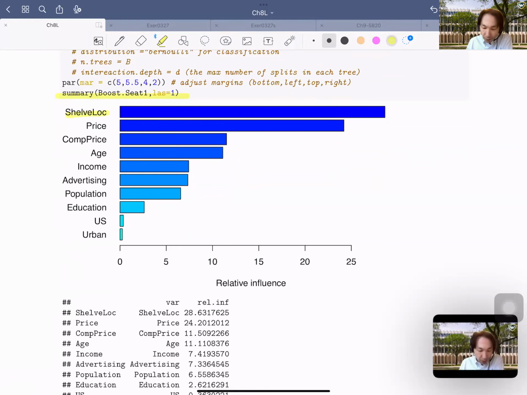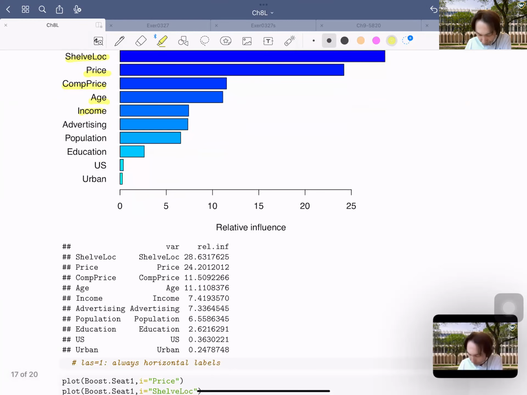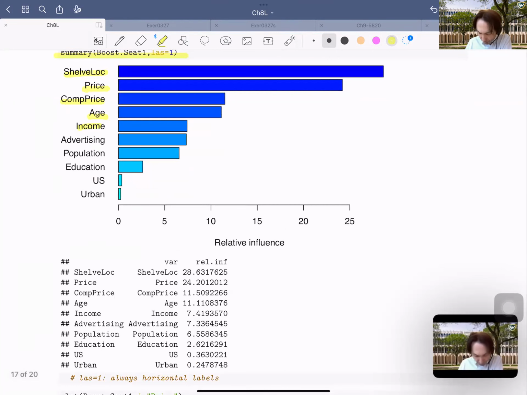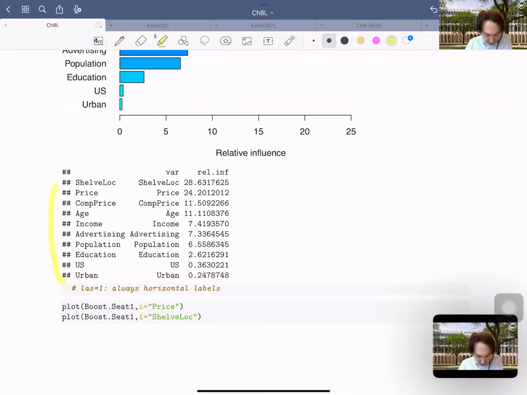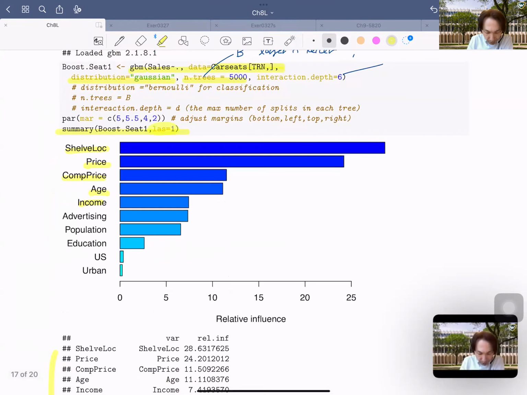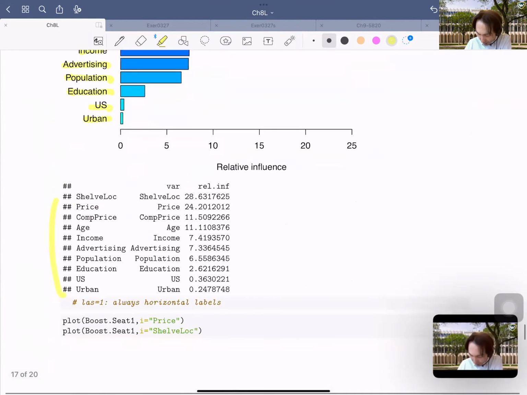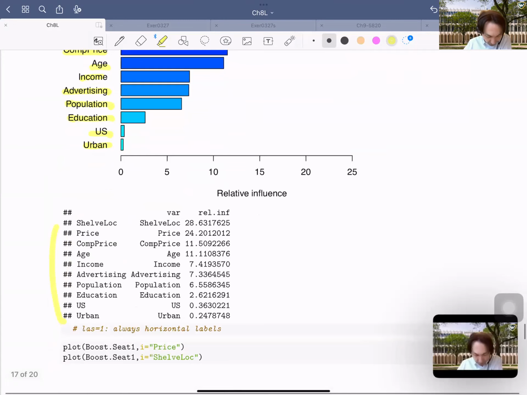So shelf location is the most important variable here. Then price, competitor's price, age, and income are useful variables in order of importance. And also the same information as a table. Here las equals 1, so this makes the names horizontal. In the textbook's example, these names are vertical, so we cannot really see them. You can see the textbook.